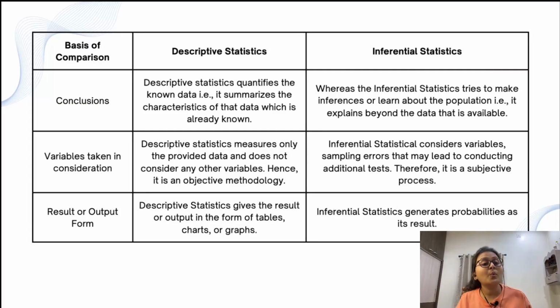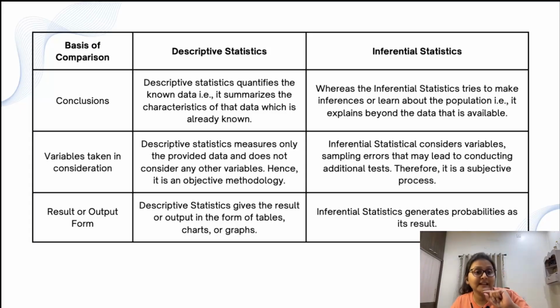So now what is the conclusion? Descriptive statistics quantifies the known data, that is, it summarizes the characteristics of the data which has already been known. It just summarizes the data in the form of charts or pie diagrams, whereas in inferential statistics we get to learn about the population.